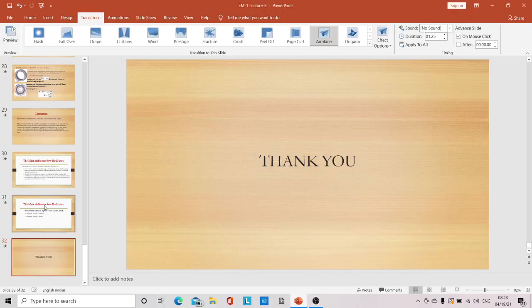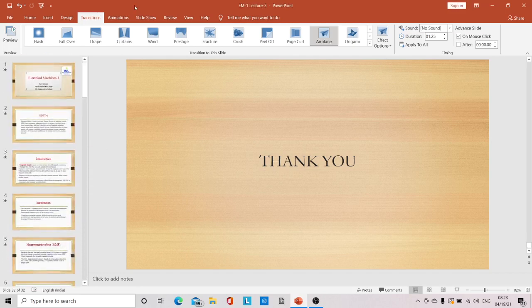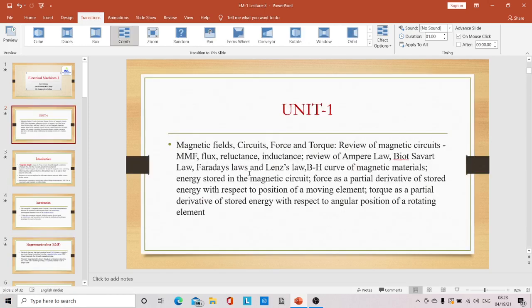Students, if you have any doubts in all these four basic laws, Faraday's law, Lenz's law, Biot-Savart's law, Ampere's law, you can ask me. We have finished a very important aspect of our unit 1, that is, the review of magnetic circuits is over. That is what is MMF, what is flux, what is reluctance, inductance, and review of Ampere's law, Biot-Savart's law, Faraday's law, Lenz's law. Next class I will be telling about the BH curve of magnetic materials and energy stored in magnetic circuits. These points I will cover in next class.